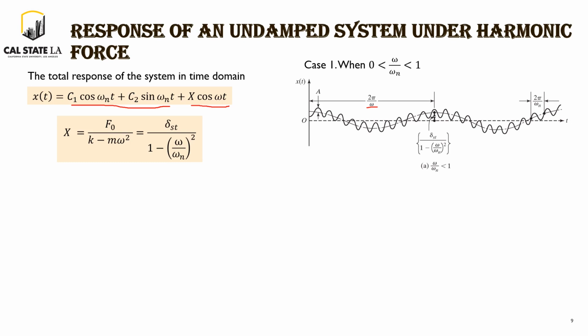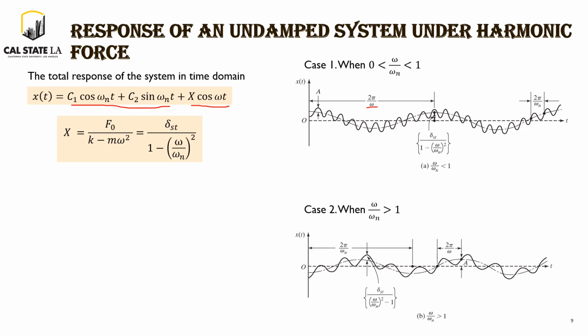The second case is when omega over omega n is greater than 1. So it means that the external force caused vibration will vibrate at a higher frequency, which is what we see from this solid line over here. But at the same time, it vibrates with another frequency of omega n, where omega n is much smaller. So this is what we see as a time domain response.